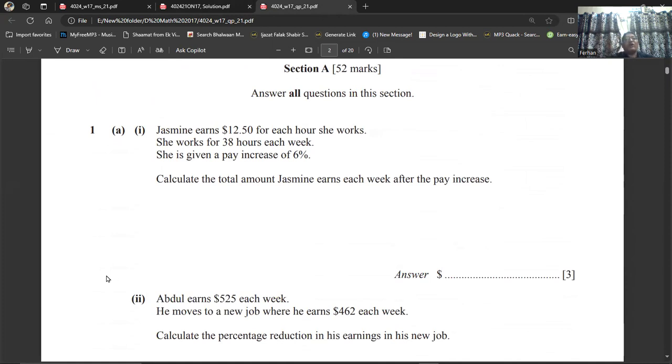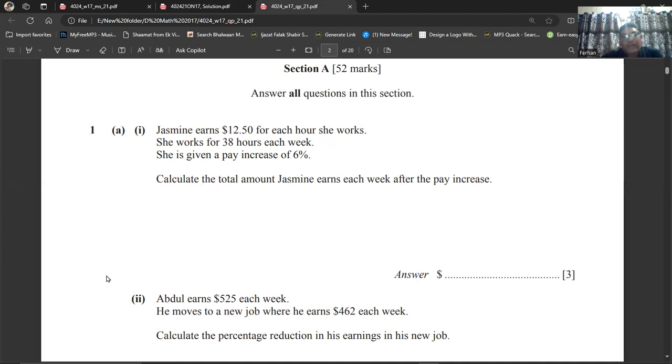So this is question number 1A, first part. It says Jasmine earns $12.50 for each hour she works. She works for 38 hours each week. She is given a pay increase of 6%. Calculate the total amount Jasmine earns each week after the pay increase.